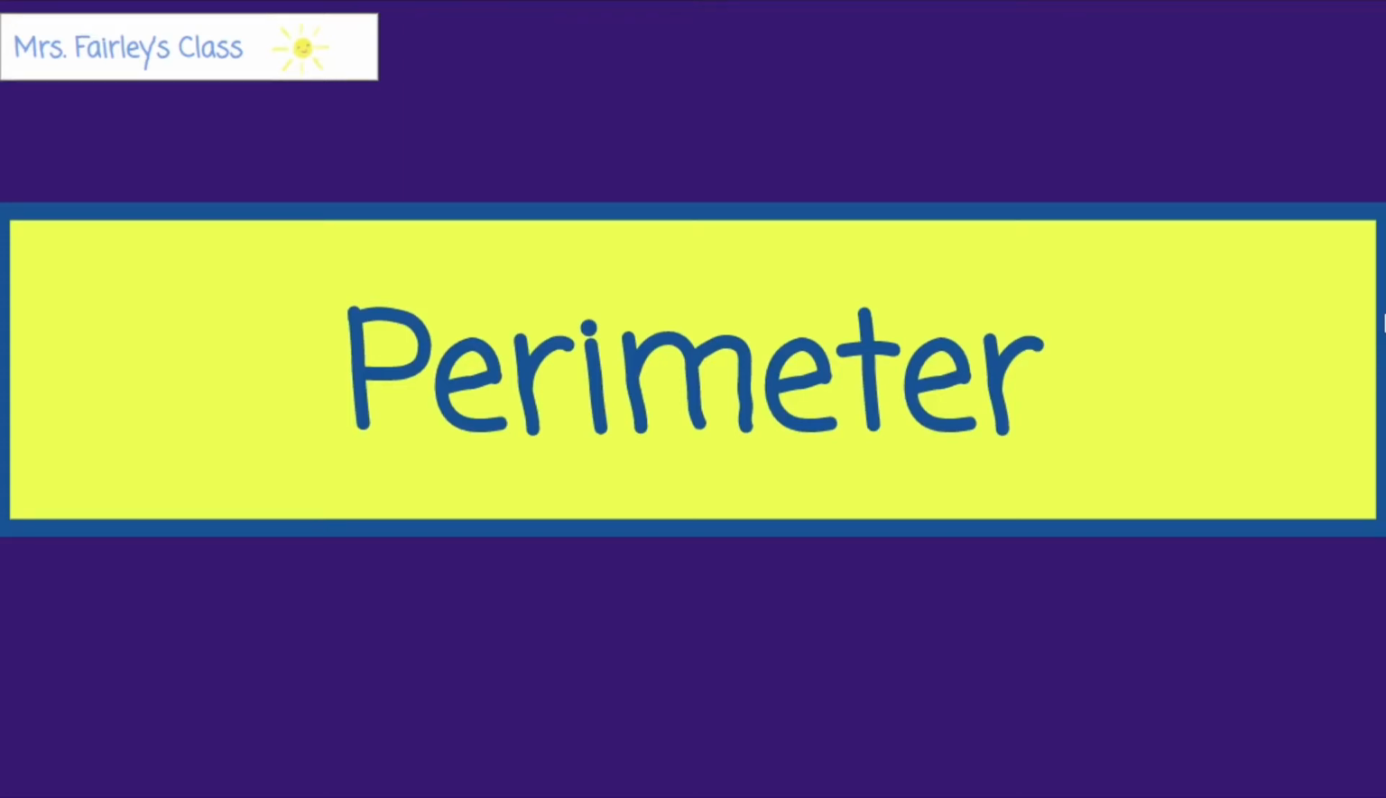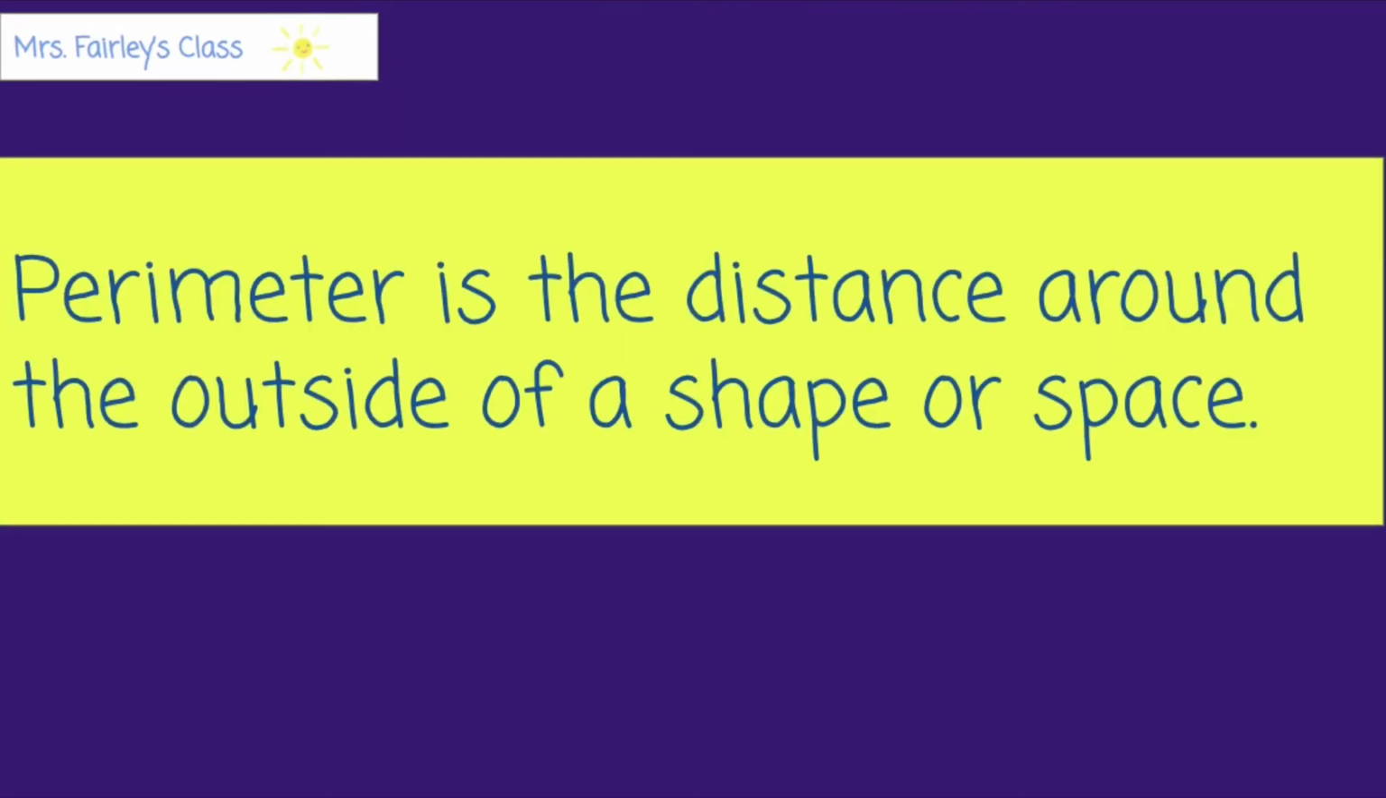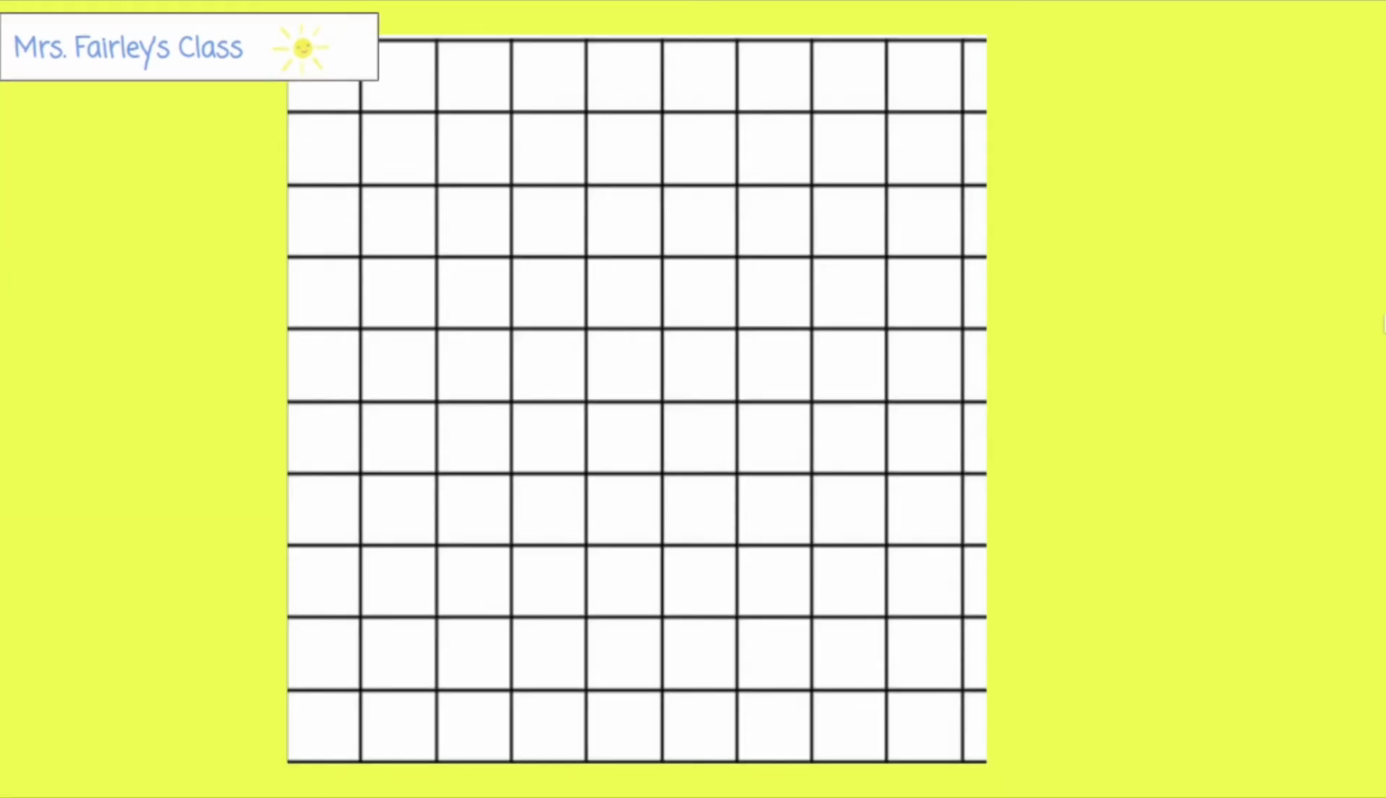Hi friends, today we're going to talk about perimeter. Perimeter is the distance around the outside of a shape or space. Here we have a grid. For the sake of this video, let's pretend that each of these squares is 1 centimeter in length and width.